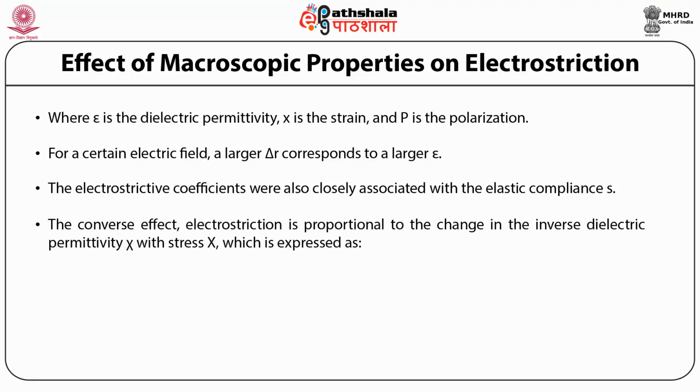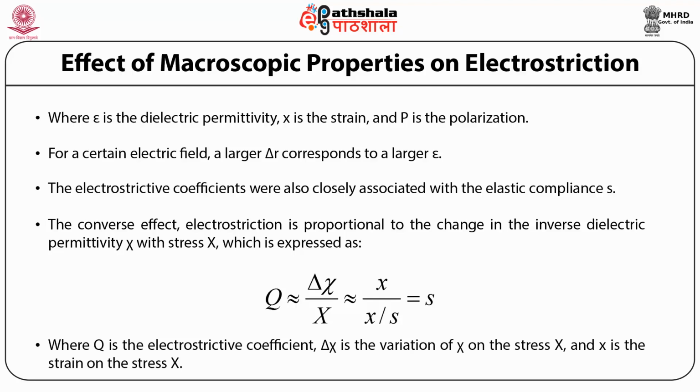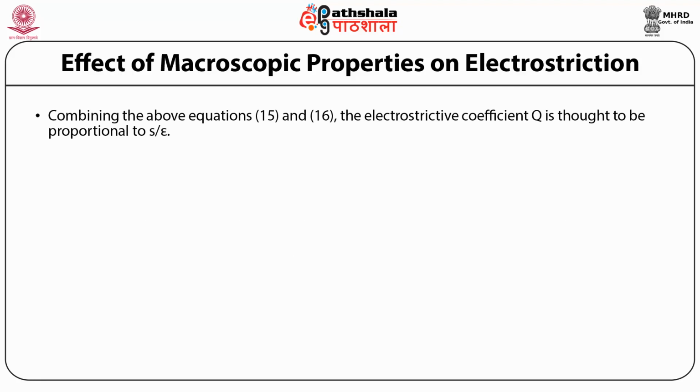So now the converse effect: the electrostriction is proportional to the change in the inverse dielectric permittivity chi with the stress. That is, Q is equal to delta chi by x, equal to x by x by s, is equal to s. Where Q is the electrostrictive coefficient, delta chi is the variation of chi on the stress X, and small x is the strain on the stress X. So combining these two equations, the electrostrictive coefficient is proportional to S by E.